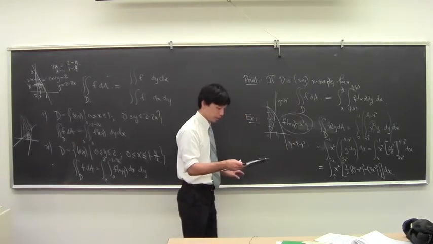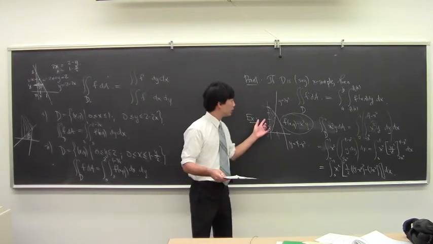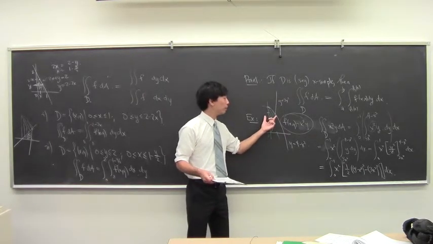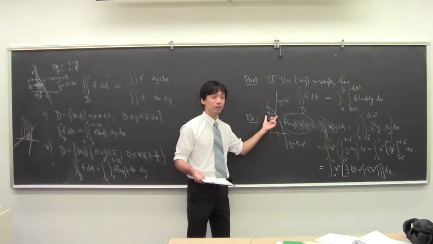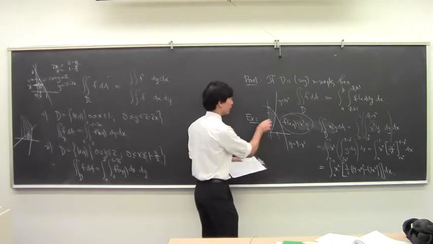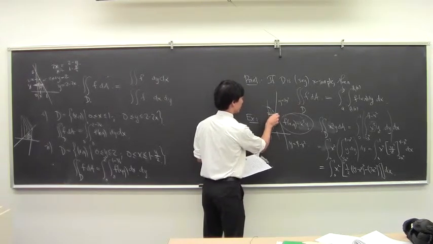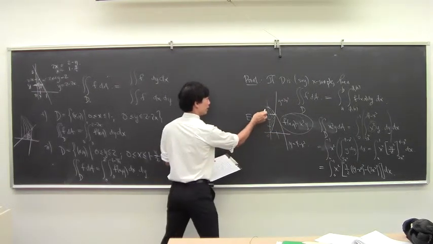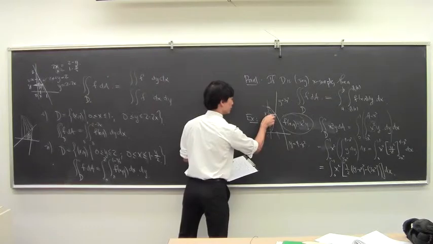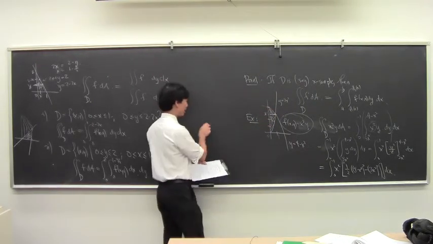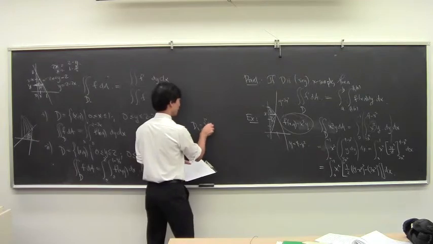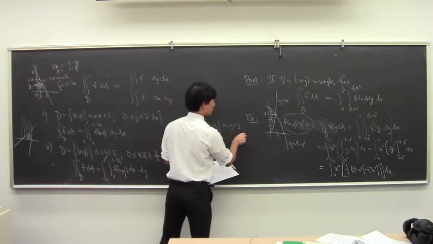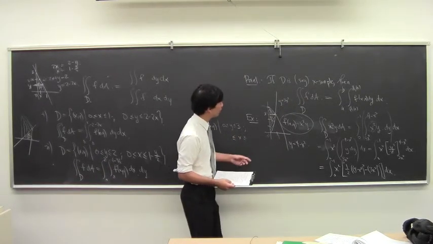Just one comment. You notice that we integrated this one as an x-simple region, but we could have actually integrated it as two y-simple regions. We could have broken it from here to here. We'll take y from 0 to 3. We could break it into two y-simple regions, D1 and D2, where in the first one, D1, y ranges from 0 to 3, and x ranges from what to what?